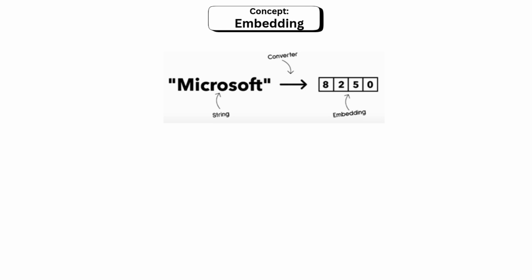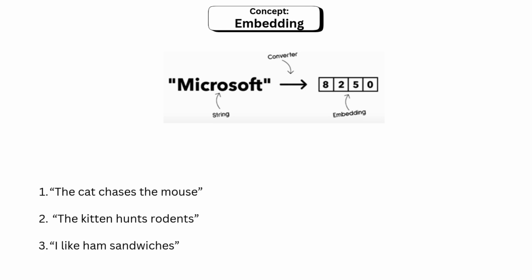Imagine these three sentences. 1. The cat chases the mouse. 2. The kitten hunts rodents. 3. I like ham sandwiches. A human can easily see that sentences 1 and 2 are similar, while sentence 3 is completely different. But how can a computer understand this?